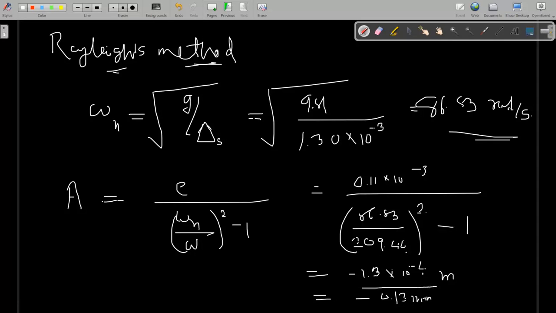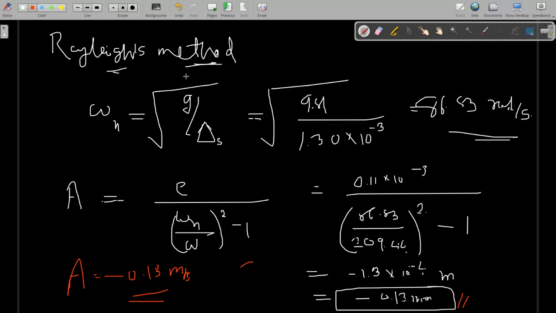Now this is the final answer. But if you solve till here only, then you will definitely lose your marks. Why? Because the amplitude minus 0.13 mm will give you only 6 or 7 marks out of 12 marks. Okay, why? Because the amplitude is of some magnitude, and a negative value came. So why the negative value came, you have to justify this.